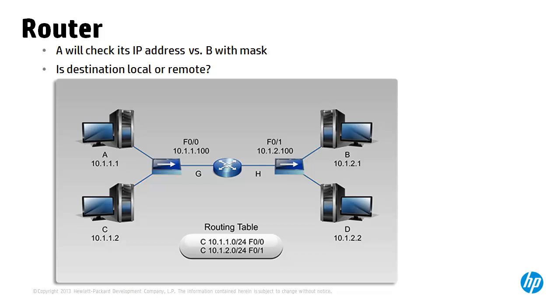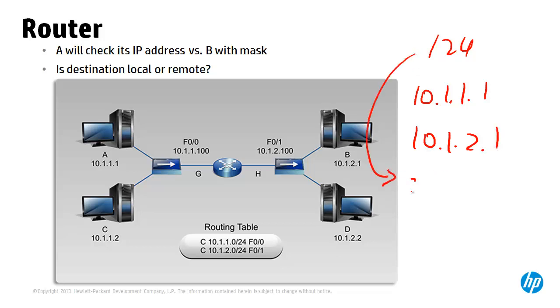It does this by doing a logical AND using the network mask. So in this case, we've got a /24 mask. IP address is 10.1.1.1, trying to ping 10.1.2.1. /24 in dotted decimal notation looks like this, which means the network portion is the first 3 octets. So the local PC 10.1.1.1 compares the network portion with the device that it's trying to communicate with to check if the device is local or remote.